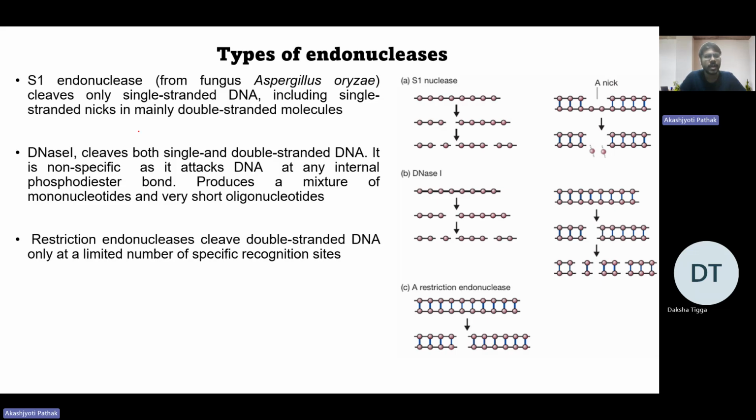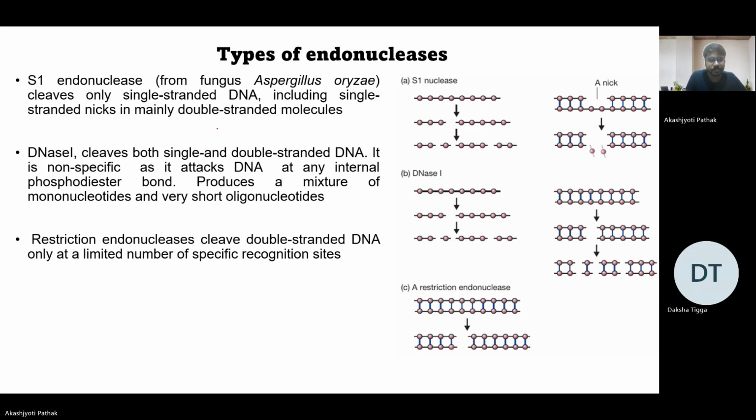So one type of endonuclease is the S1 endonuclease. So this S1 endonuclease is isolated from the fungus Aspergillus oryzae. So this is a fungus, okay, and it cleaves only single-stranded DNA, including single-stranded nicks in many double-stranded molecules. So S1 nuclease only acts on single-stranded DNA molecules. So you see this figure here. So this is a single-stranded DNA molecule, and this S1 nuclease will specifically act on the single-stranded DNA molecule and cause breaks in the DNA.